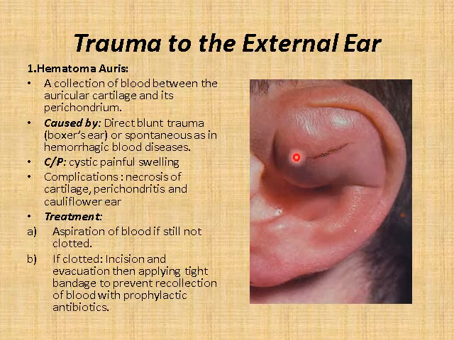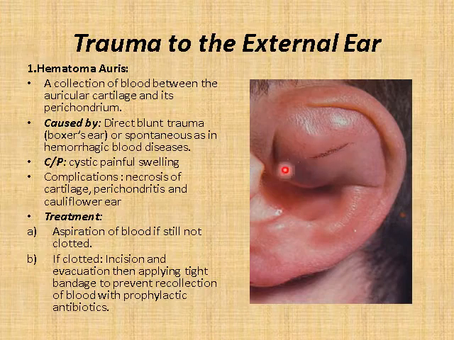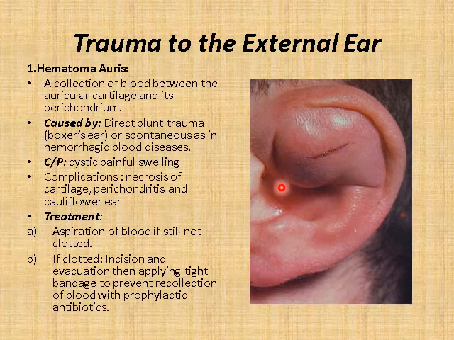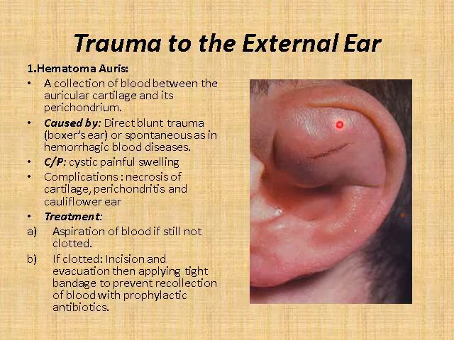How do we treat hematoma auris? In case the blood is still not clotted, this blood is aspirated, and in case it's clotted, then we need to make an incision and evacuate the hematoma, and then apply a tight bandage to prevent recollection of blood again, with prescribing suitable antibiotics.